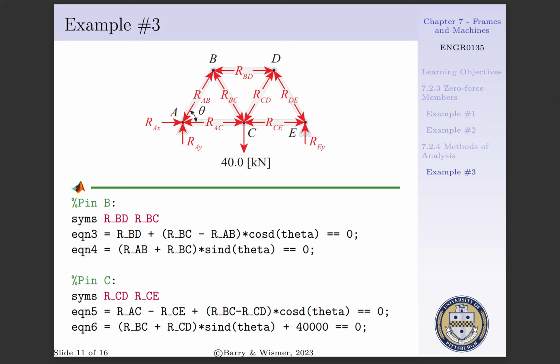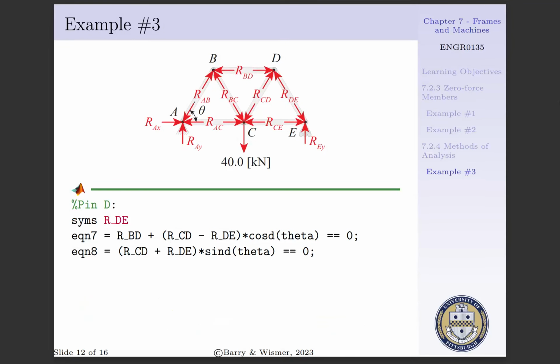Equation 6 is the summation of forces in the y direction about pin C. Here we have the y components of RBC and RCD acting in the same direction as our applied load, 40 kilonewtons. Thus, we'll cast our equation as the quantity RBC plus RCD times sine of theta plus 40,000 is equal to 0.